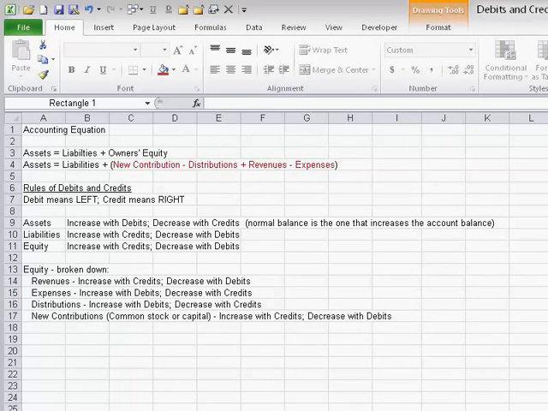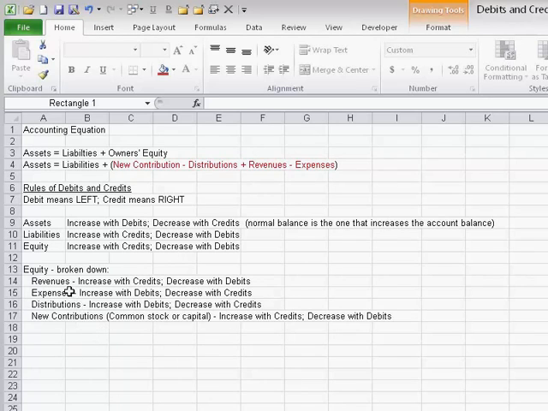We start off with the accounting equation. Assets equal liabilities plus owner's equity. That's the basic accounting equation. The expanded accounting equation is assets equal liabilities plus new contributions of owner's equity less distributions plus revenues minus expenses. Debits mean left, credit means right, and the rules of assets, liabilities, and equity are that assets increase with debits, they decrease with credits, and the normal balance is the one that always has the increase side, right? Liabilities and equity go the opposite way. They increase with credits and decrease with debits.